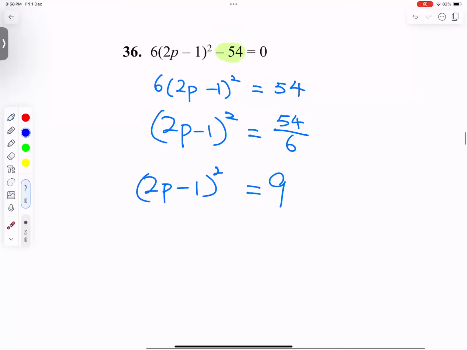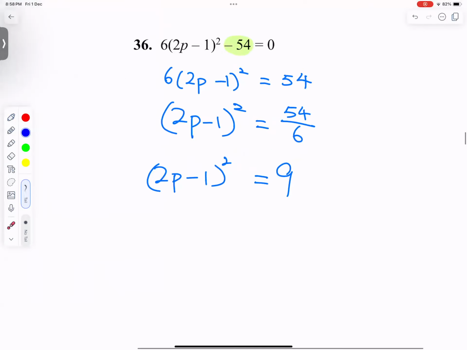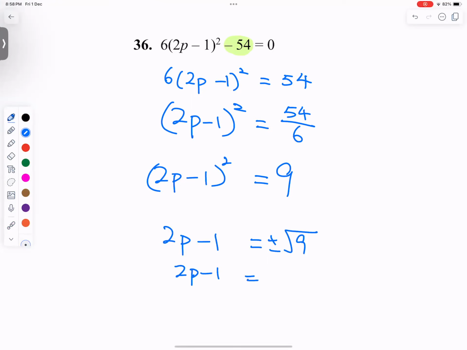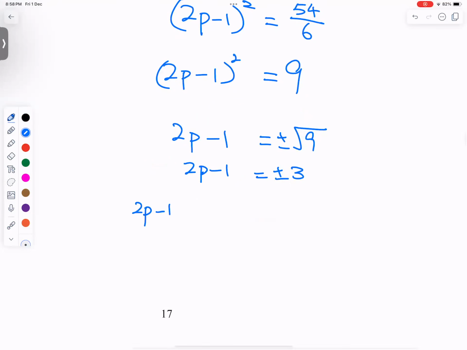And then because you use the square root method, you give square root to the other side. You can click that in calculator. 3. So we know that 2p minus 1 equals positive 3, and it also equals negative 3. And you do the calculation on each side.